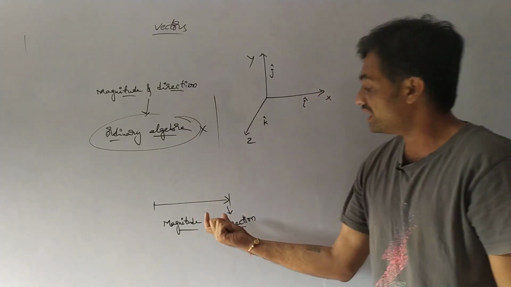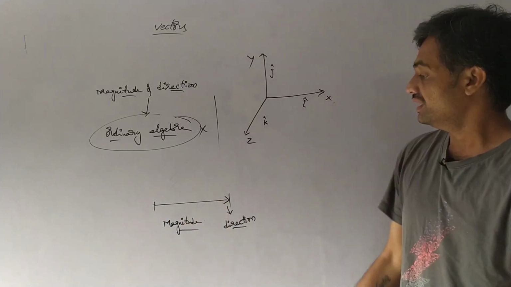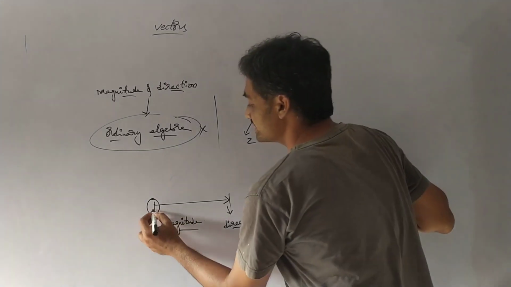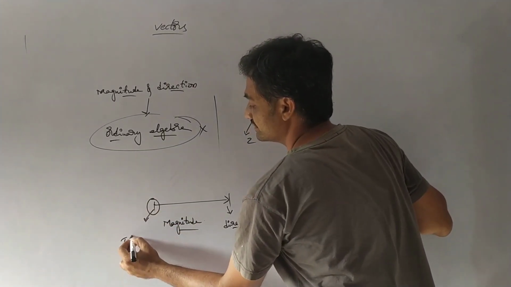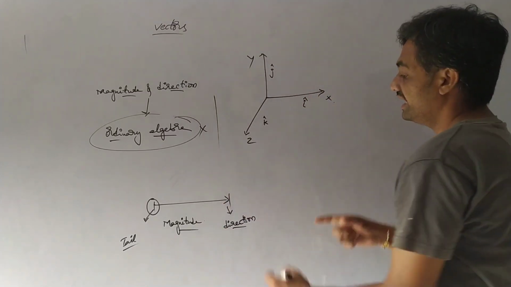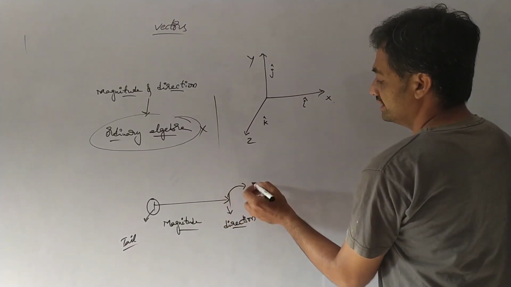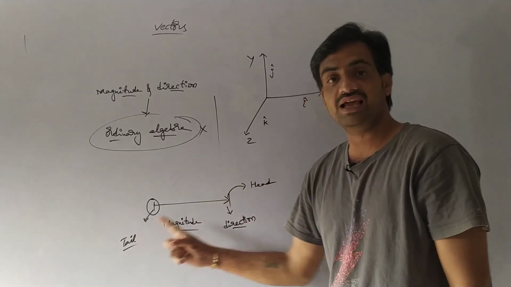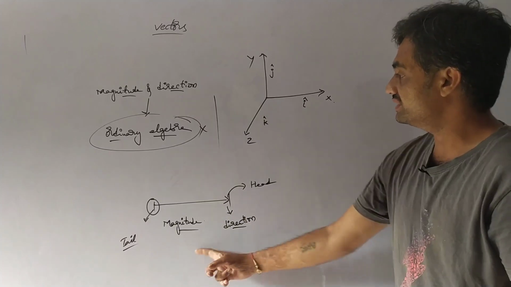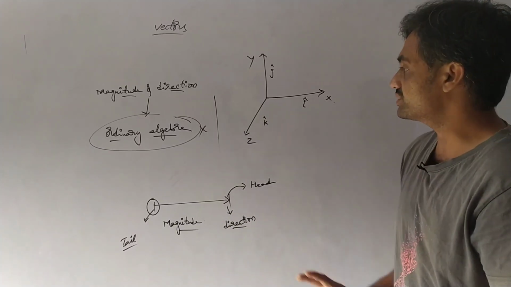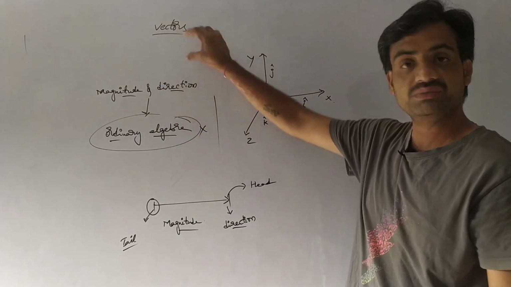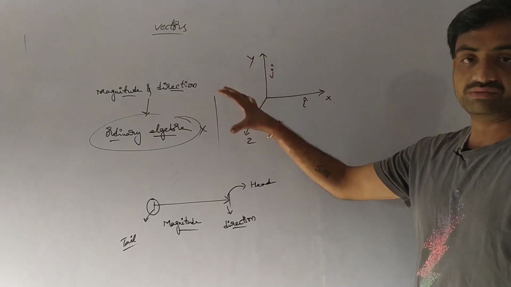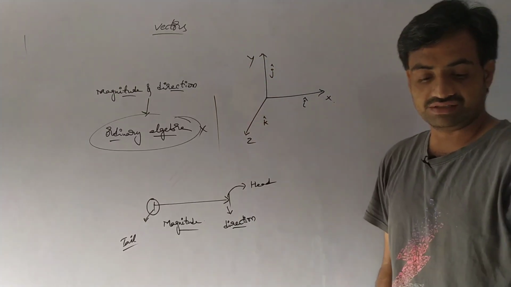The vector is always represented like this, where the starting point of the line represents the tail, and the arrowhead represents the head. So a vector consists of a tail as well as a head. Here we cannot apply ordinary algebra. We use vector algebra in order to find the addition or subtraction or anything in the case of vectors.